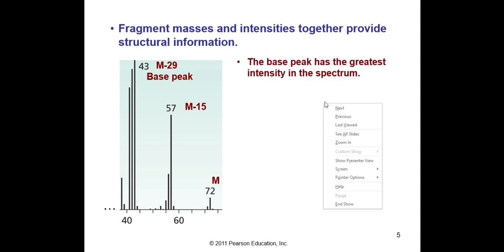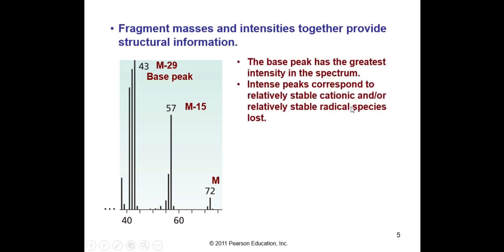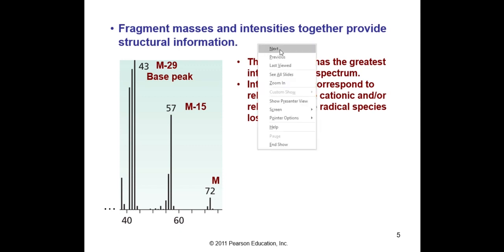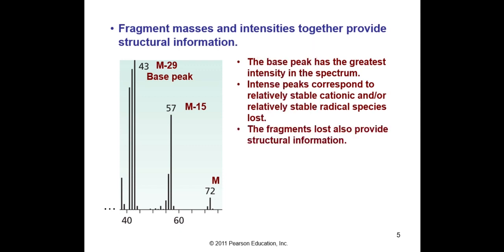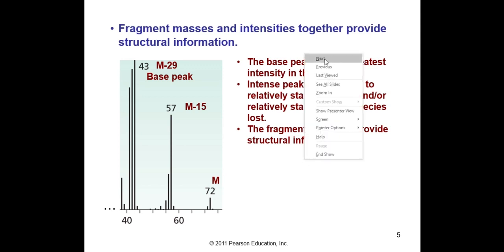The base peak has the greatest intensity, as I said, in the spectrum. Intense peaks correspond to relatively stable cationic and or relatively stable radical species lost. Resonance, induction effects, all will be observed here. You can get thermodynamic data here, which is very important in physical chemistry. Mass spec is also employed by physical chemists as well as analytical chemists. The fragments lost also provide structural information indirectly.